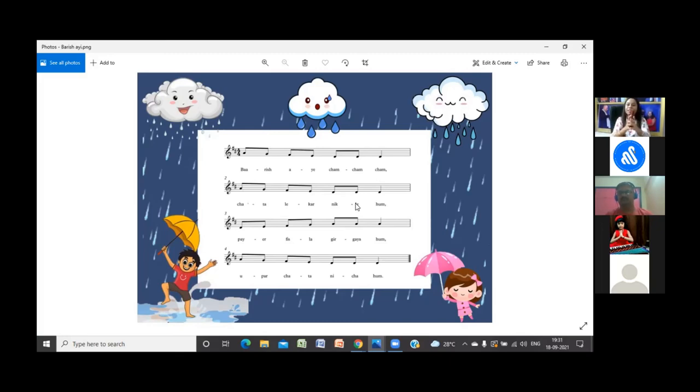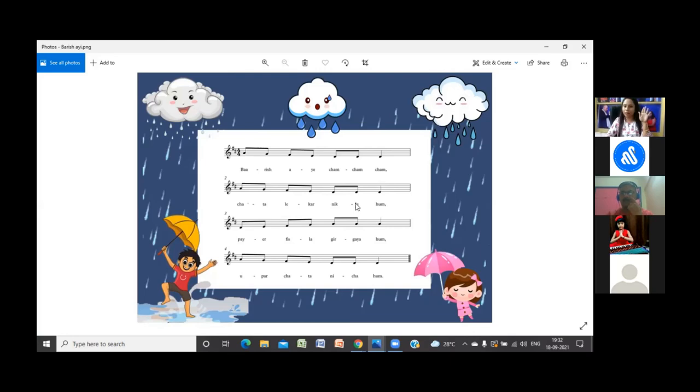It's barish, barish aayi chum chum chum. Barish, barish aayi, barish aayi chum chum chum. 1, 2, 3, 4, 1, 2, 3, 4. Barish aayi chum chum chum. Chhata lekar nikle hum, from the left hand, pair fisla gir gaye hum, upar chhata niche hum.